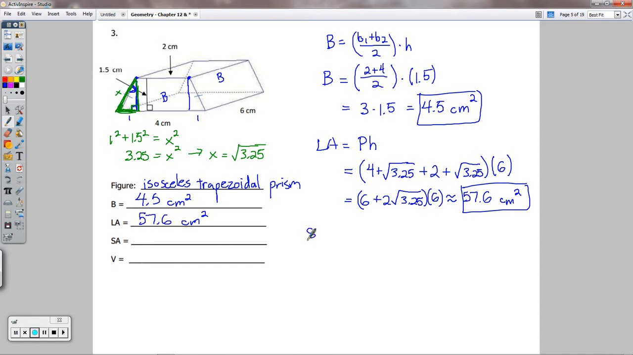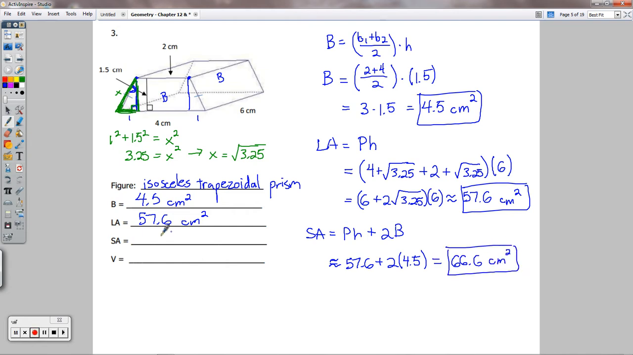Surface area is the lateral area, pH, plus the two bases. And I already know what B is, so I'm just going to put that in right here. This was an exact number. So this is, the pH was rounded off. That's approximately then a total of 57.6 plus 2 times 4.5. That's 9 right there. So if I add 9 to 57.6, I've got 66.6, that many centimeters squared.